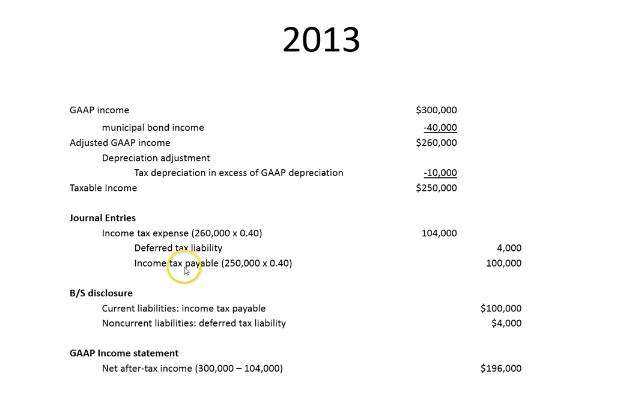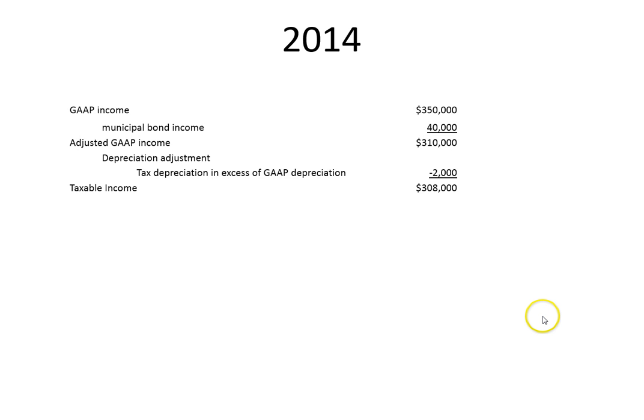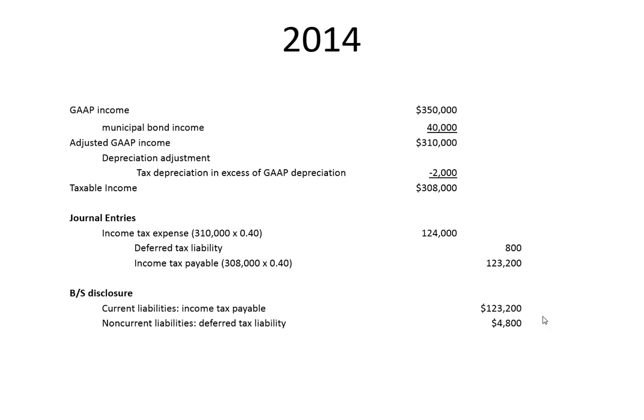So I'm going to skip back here to 2013 momentarily. So we see here deferred tax liability. We created the account with a $4,000 credit, and now in 2014 we're simply adding $800 to that balance. The GAAP income statement is going to show net after-tax income of $226,000. $350,000 of GAAP income minus $124,000 of income tax expense leaves us with net after-tax income.